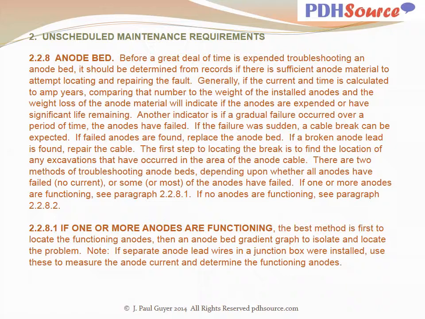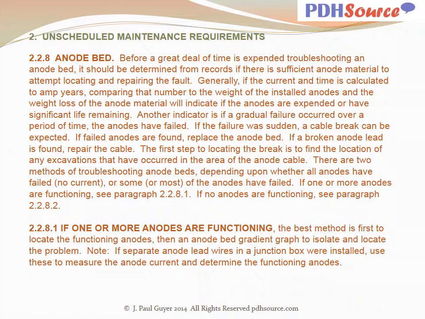As to the anode bed, before a great deal of time is expended troubleshooting an anode bed, it should be determined from records if there is sufficient anode material to attempt locating and repairing the fault. Generally, if the current in time is calculated to amp years, comparing that number to the weight of the installed anodes and the weight loss of the anode material will indicate if the anodes are expended or have significant life remaining. Another indicator is if a gradual failure occurred over a period of time, the anodes have failed. If the failure was sudden, a cable break can be expected.